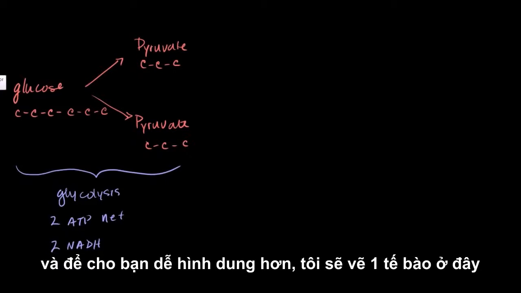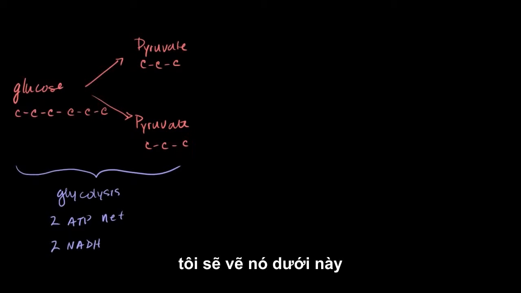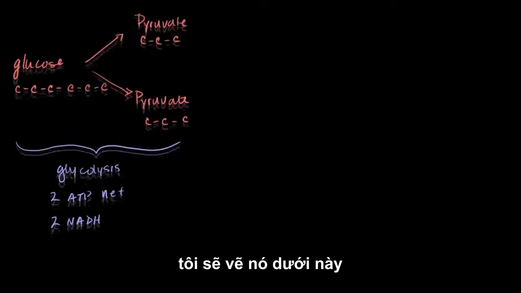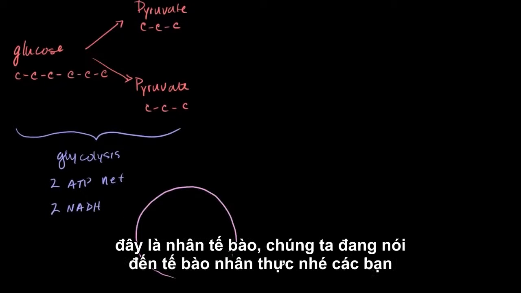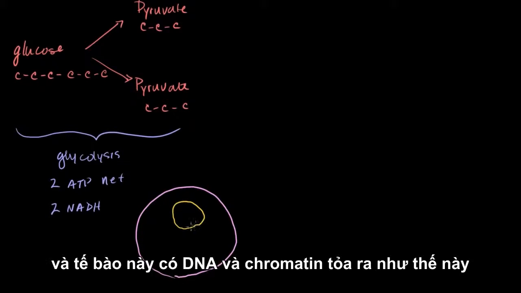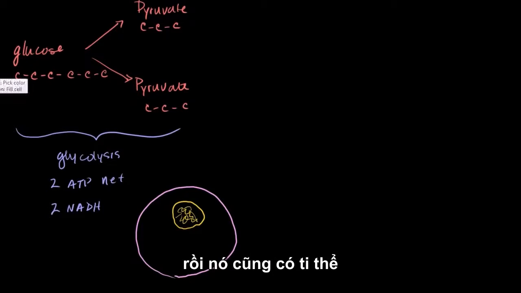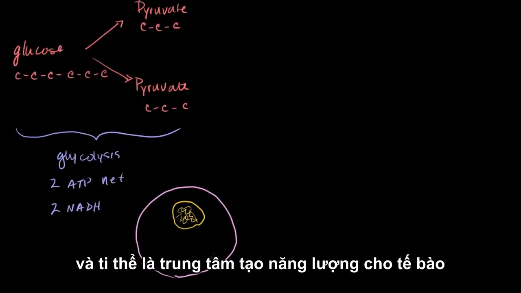And just so you can visualize this a little bit better, let me draw a cell right here. Let's say I have a cell. That's its outer membrane. Maybe its nucleus. We're dealing with a eukaryotic cell, though it doesn't have to be the case. It has its DNA in chromatin form all spread around like that. And then you have some mitochondria, and there's a reason why people call them the power centers of the cell. We'll look at that in a second.